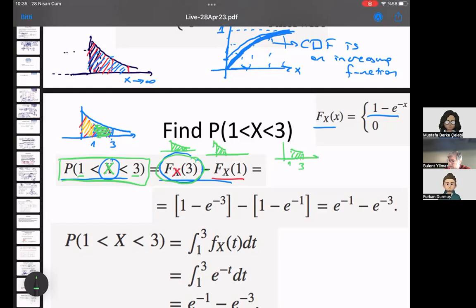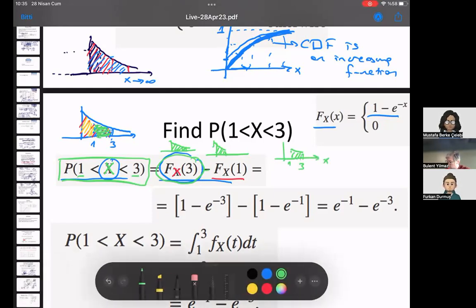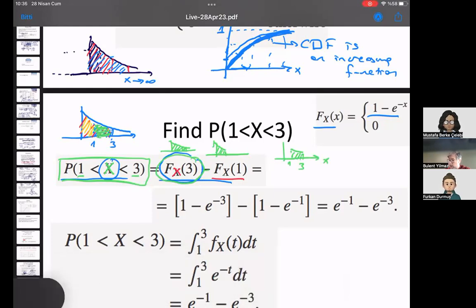Hocam, isn't we check this from CDF? The probability you mean? This question, between 1 and 3. Yes, I guess we need to check it from the CDF graph and its function. But this CDF is already related to this, right? So you can do this both ways.